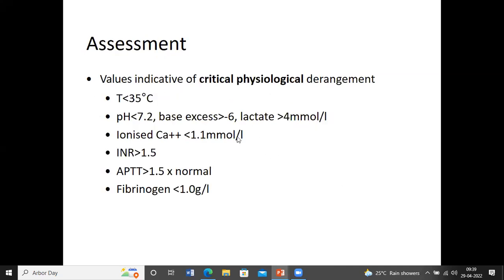So while assessing not just the temperature and acidosis, but also make sure you look at the ionized calcium levels, because these patients are going to have low calcium. And when you give blood transfusion, because of the citrate in the blood, calcium levels are going to further drop and cause problems. And therefore, these patients may need extra calcium infusion as well.